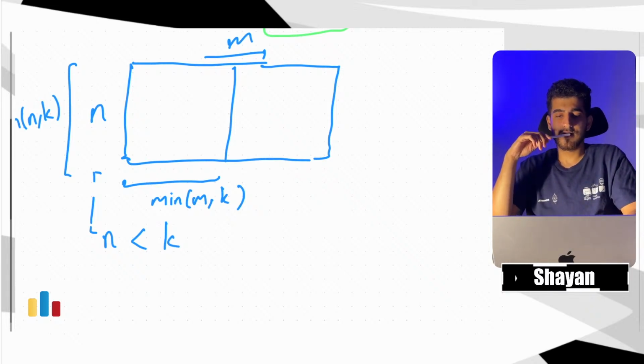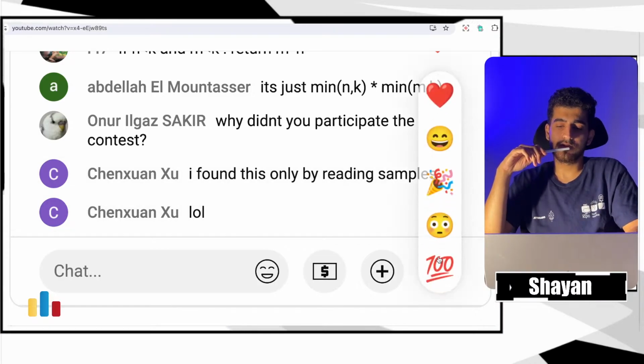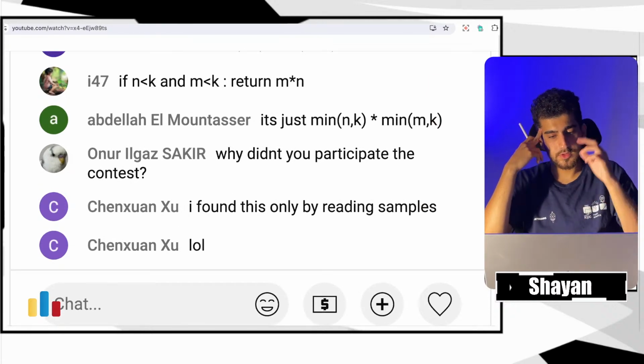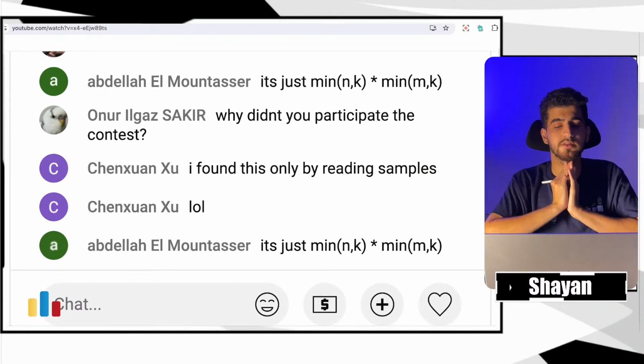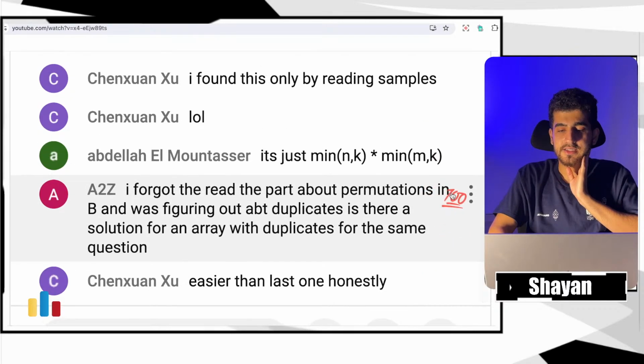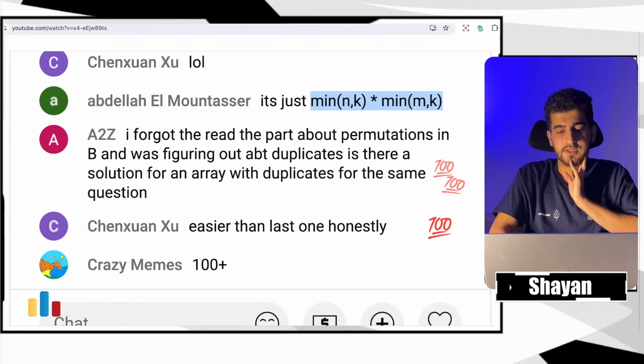Is it now clear? If this problem A is completely clear, please again use this emoji, or put a plus in the chat, or if you need further explanation, tell me. Yes, exactly. So the answer is just the minimum of n and k times the minimum of m and k.